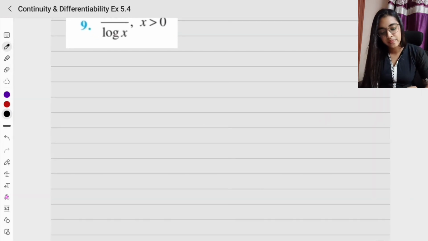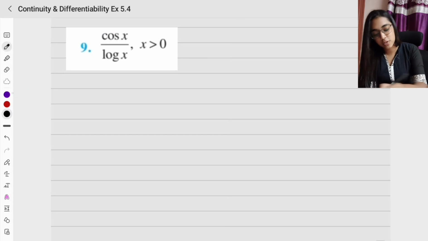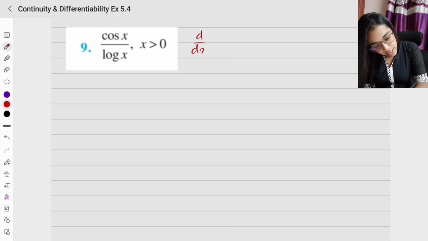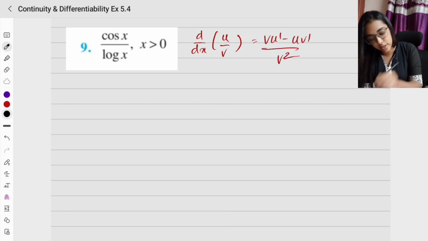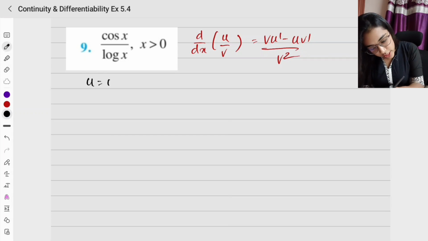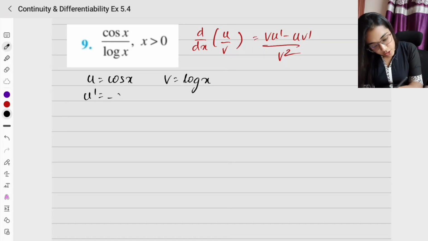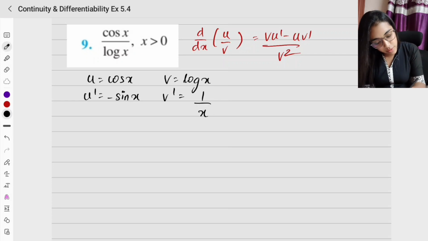Question number 9. Cos x divided by log x. So this is of the form u by v. So d by dx of u by v is going to be v u dash minus u v dash divided by v square. So in the formula, first what is my u? u is going to be cos x. v is going to be log x. u dash is d by dx of cos x, which is minus sin x. v dash, the derivative of log x, is going to be 1 divided by x.